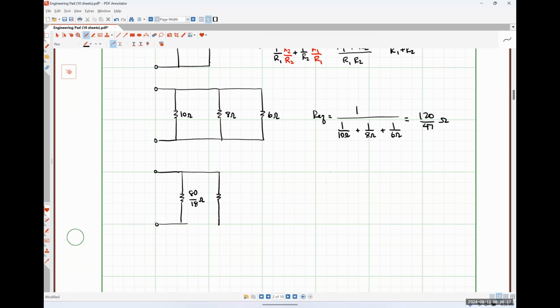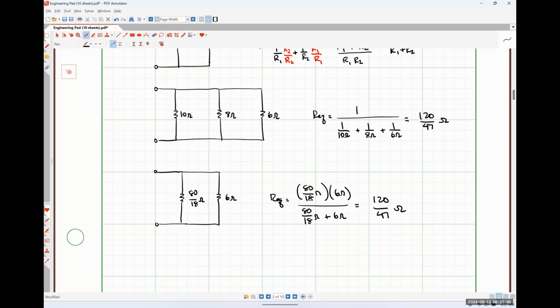So we would take that, have it in parallel with the 6 ohm resistor, and then we would have 80 over 18 times 6 over 80 over 18 plus 6, and we once again get 120 over 47 ohms.